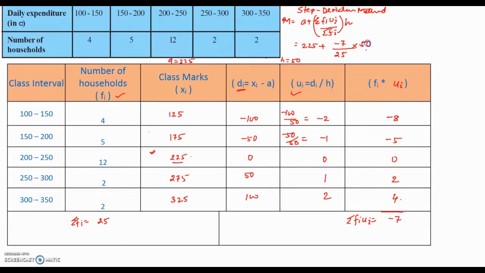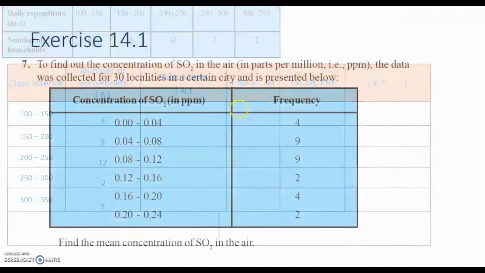H is 50. Okay, so the calculation is actually simpler. 25 and 50, you can cancel them. Okay, 225 minus 14, which will give you 221. So 221 is the mean that this question is asking for. Okay, let us move on to the next question.